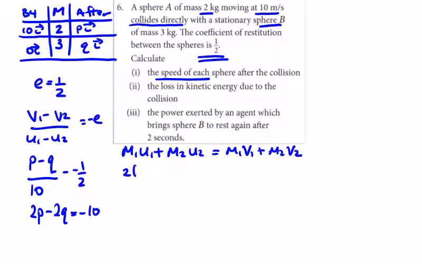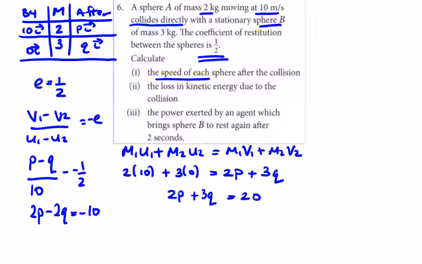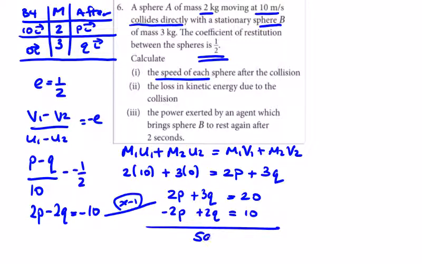So we're going to have 2 by 10 plus 3 by 0 is equal to 2p plus 3q. So we're going to get 2p plus 3q is equal to 20. And we have 2p in both, so I'm going to just multiply this one by minus 1 and bring it across. So minus 2p plus 2q is equal to plus 10. So I'm going to get 5q equals 30. So q has to be equal to 6.